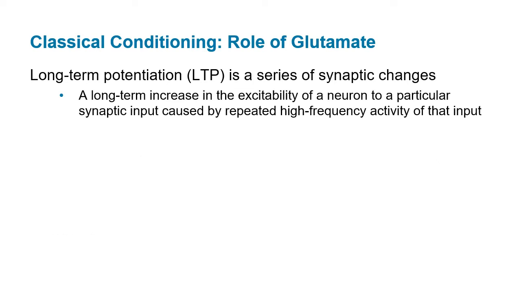Then we've got to look at how glutamate results in this, and this is where we're first going to talk about long-term potentiation. We're going to talk about it more at the end, so we'll briefly hit on it here and then cover it in much more detail later. Long-term potentiation is basically an increase in the excitability of a neuron to a particular synaptic input caused by repeated high-frequency activity of that input. So essentially, the more activity that occurs, the stronger that connection becomes. It's something I've said a few times.